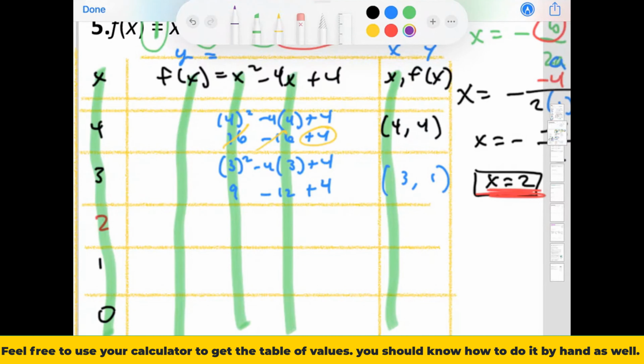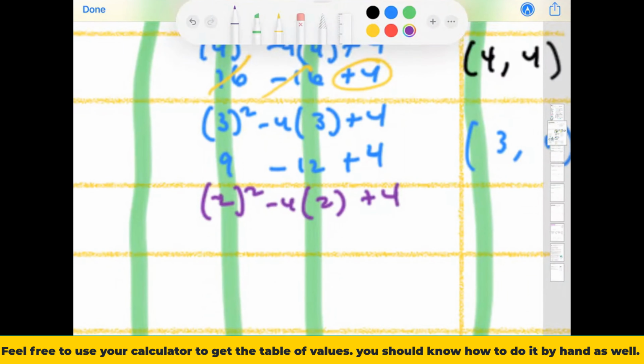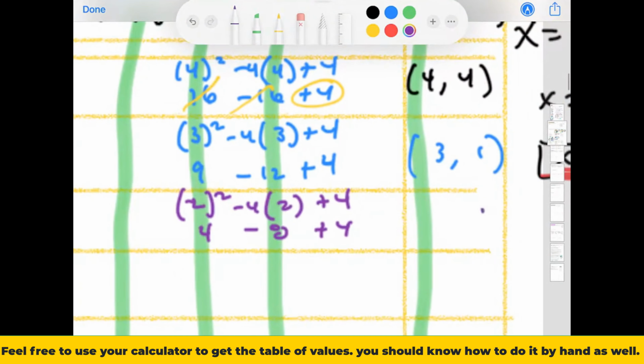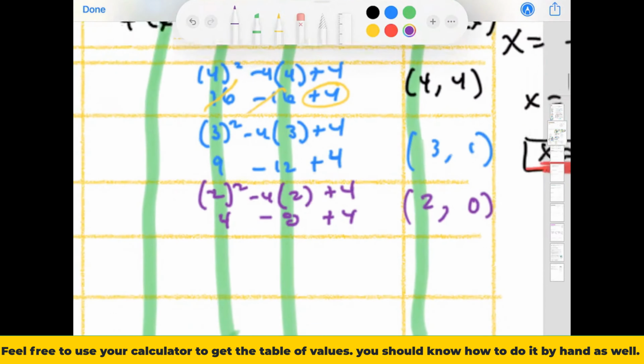All right, let's do 2. 2 squared minus 4 times 2 plus 4. Replacing all the x values with 2 because it has 2 over here. And 2 squared is 4. Negative 4 times 2 is negative 8 plus 4. So negative 4 plus 4 is 0 as my answer. What did I have to put in there for x? That was 2.